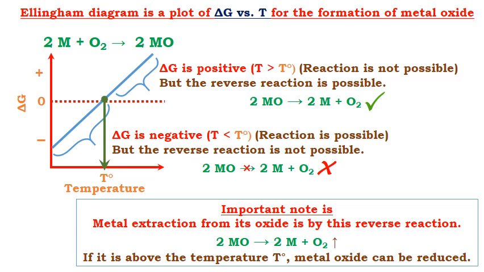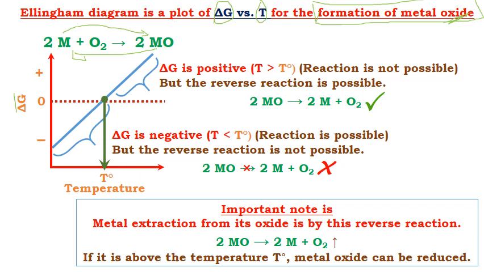Right, now let us see the Ellingham diagram in detail. The Ellingham diagram is a plot between delta G versus temperature for the formation of metal oxide. This diagram is drawn for the formation of metal oxide from the metal. Actually, what we require is the extraction of metal from metal oxide, but the Ellingham diagram is drawn for the formation of the metal oxide.